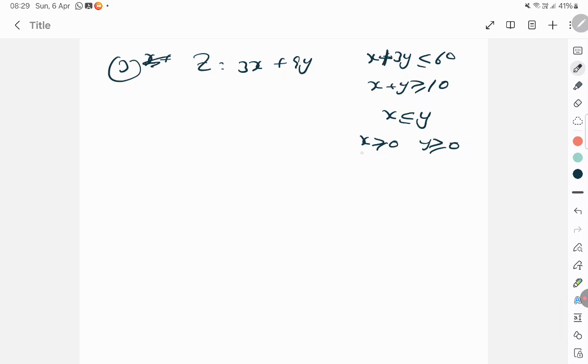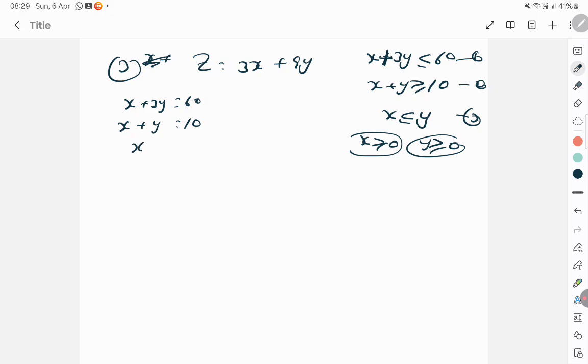You're going to consider it as, this is first quadrant, you can ignore. But there are 3 lines here. You should be careful, consider it as equality. X plus 3y is equal to 60. X plus y is equal to 10. And x is equal to y. Equality. Consider x is 0, what is y? Y will be 20. Y is 0, x will be 60. Next line. X is 0, y is 10. Y is 0, x is 10.